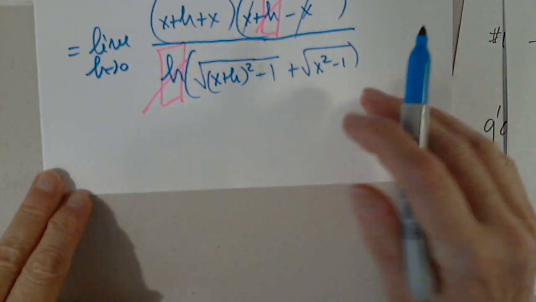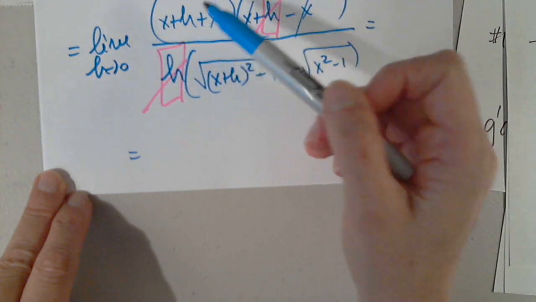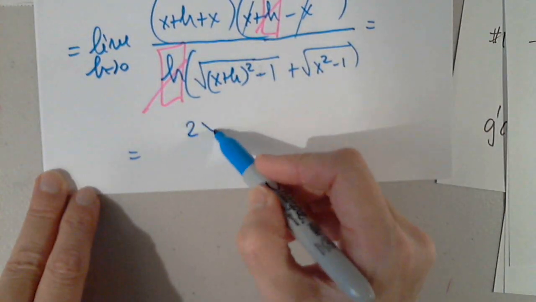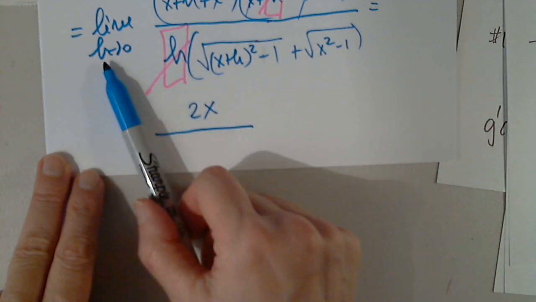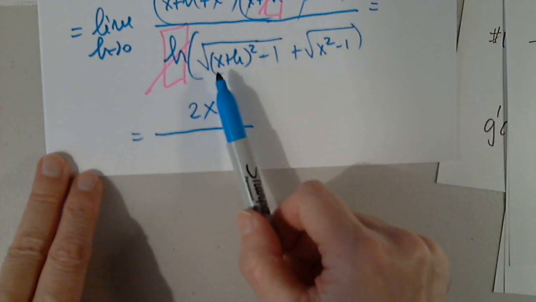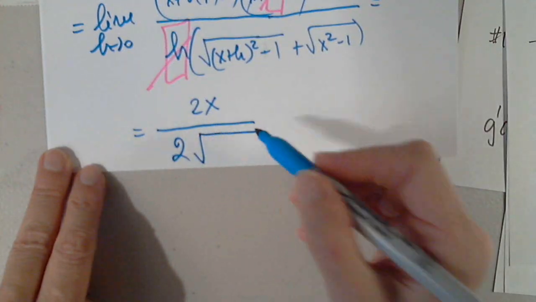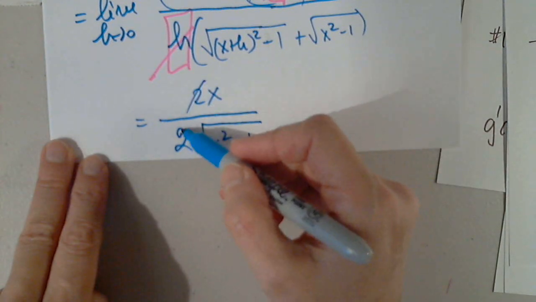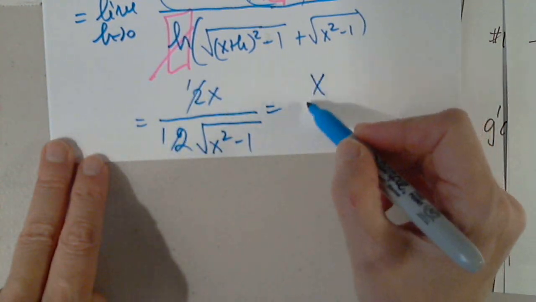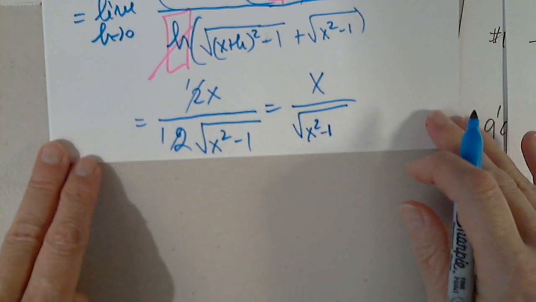So now the numerator, when I plug in h equals 0, is 2x. And the denominator, when h is 0, I have x squared minus 1, x squared minus 1, so it's 2 times the square root of x squared minus 1. These two must go away, and the final answer is x over the square root of x squared minus 1.